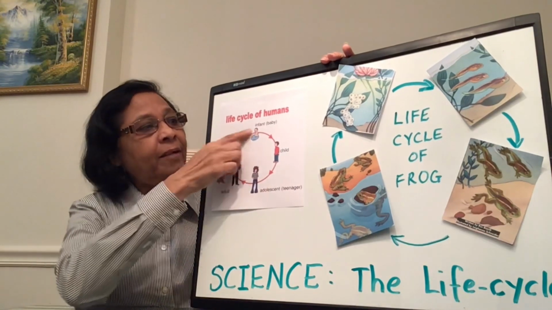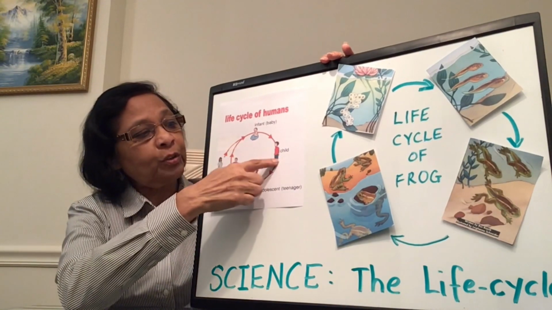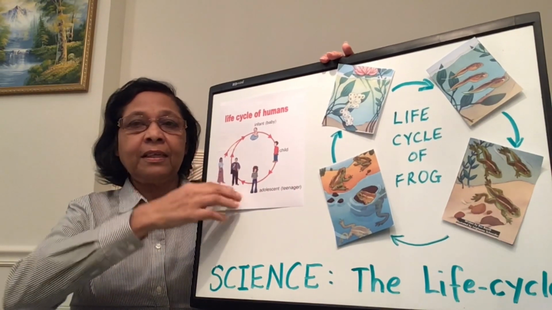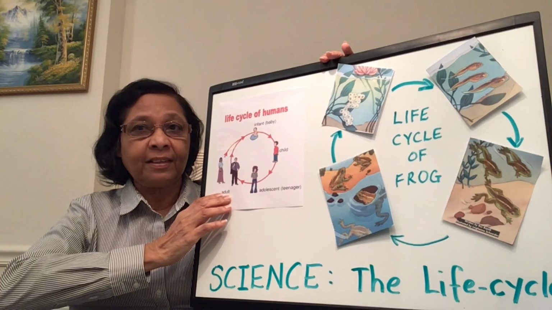Mom and dad, they have the baby, you, and then you grow to a child, then a teenager, and then an adult. This is called the human life cycle.